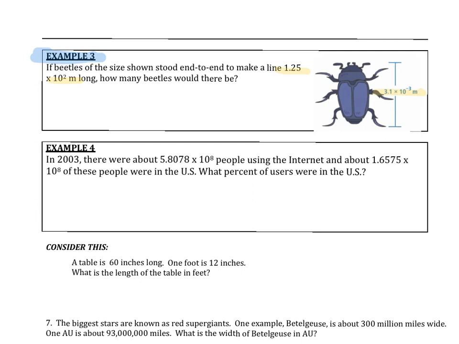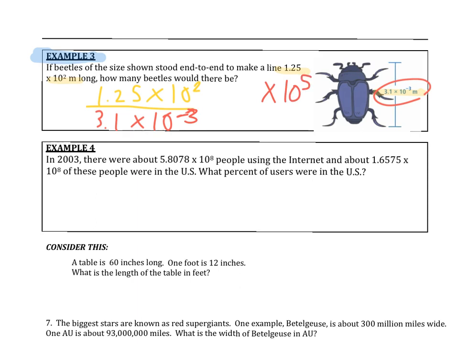So here we need to take the length of the line, which is 1.25 times 10 squared, and we need to divide it by the length of each beetle, 3.1 times 10 to the negative 3rd power. And that is going to tell us how many beetles would fit inside this line. So when I do the division here, remember our rule, when we divide, we keep the base and subtract the powers. So that's going to give us 10 to the 2 minus a minus 3. So that is 2 plus 3, which is 5. Remember, minus a minus creates a plus.